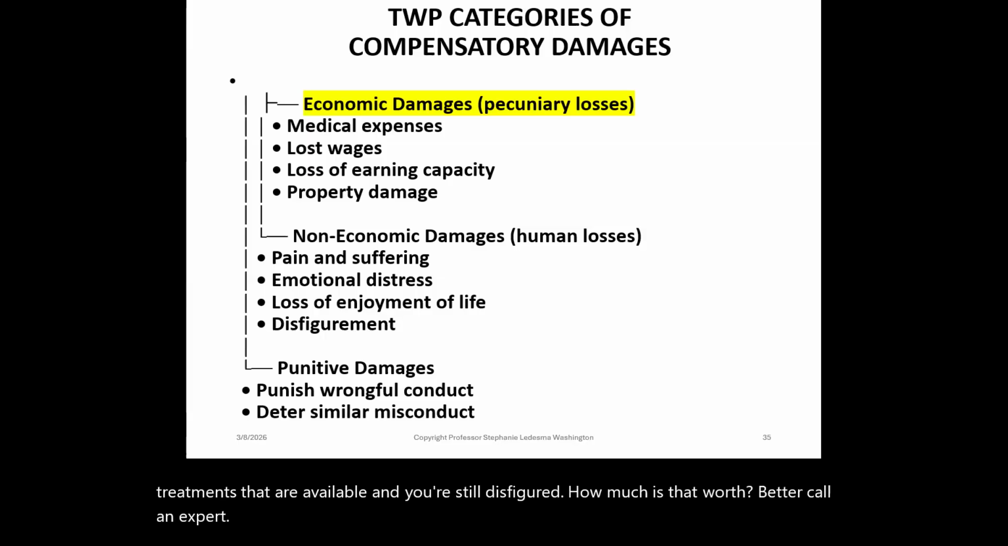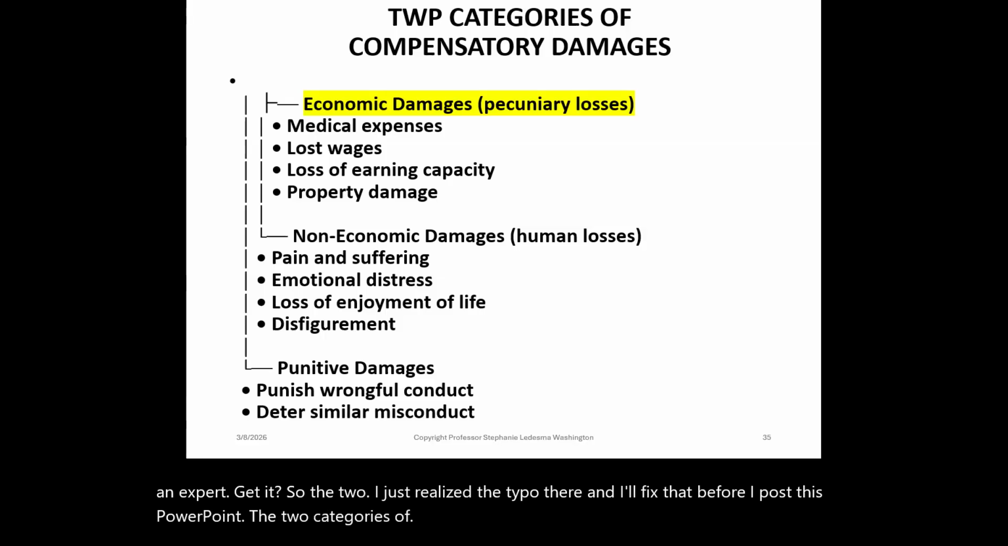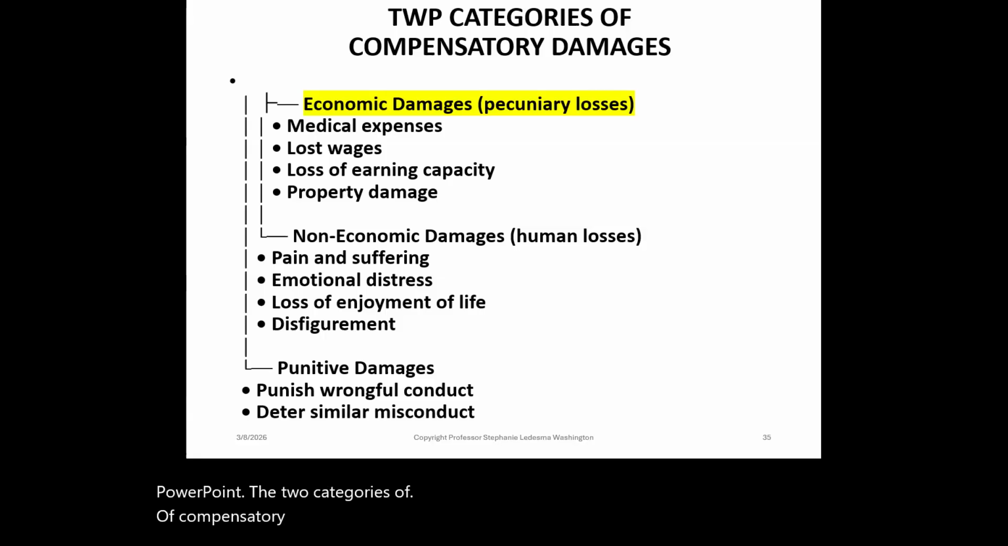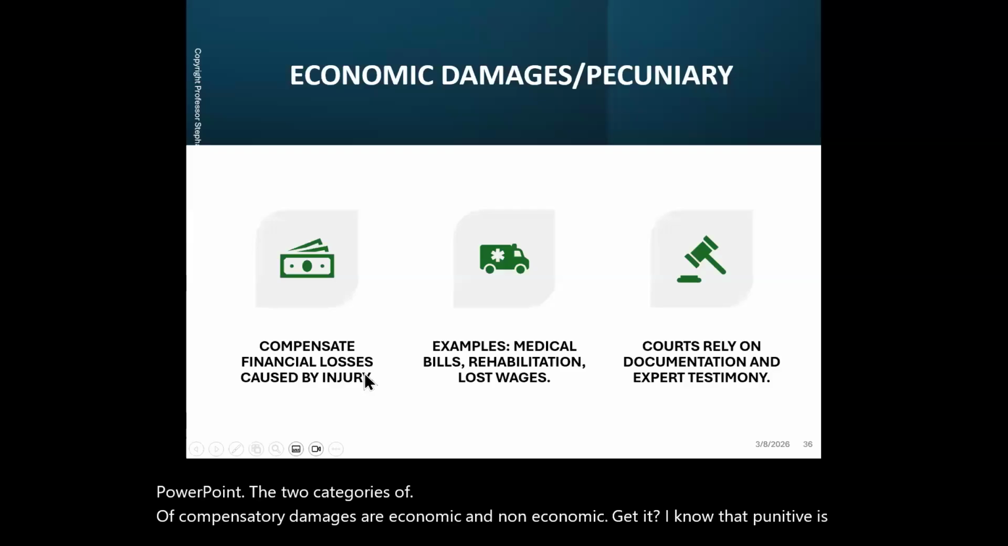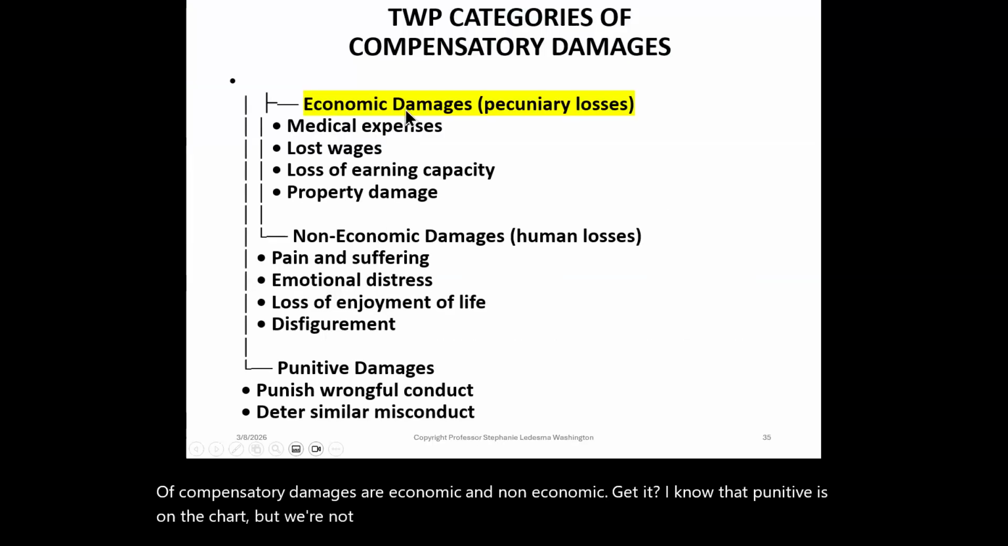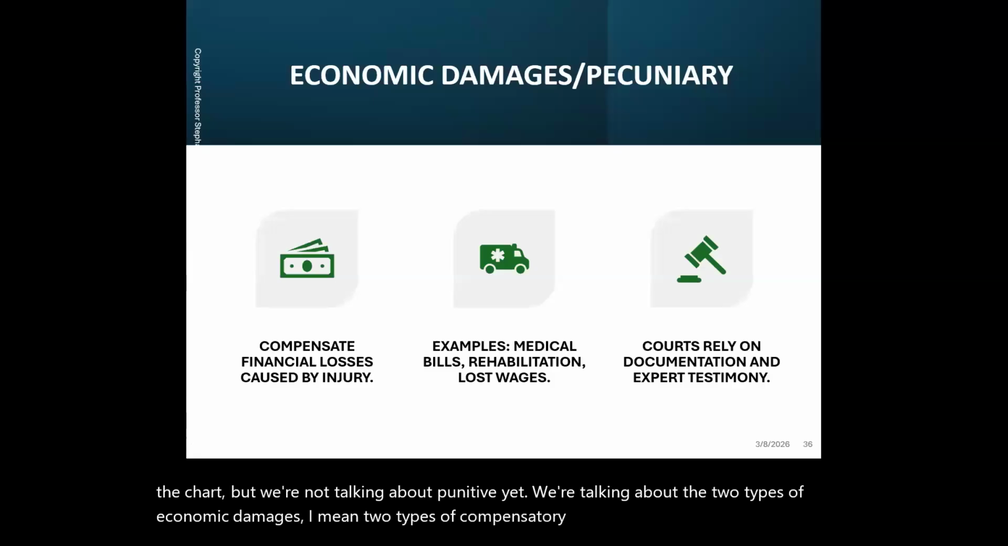So the two, I just realized a typo there, and I'll fix that before I post this PowerPoint. The two categories of compensatory damages are economic and non-economic. Get it? I know that punitive is on the chart, but we're not talking about punitive yet. We're talking about the two types of compensatory damages, economic and non-economic.